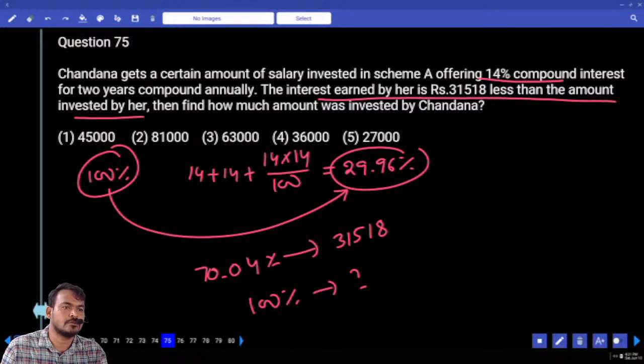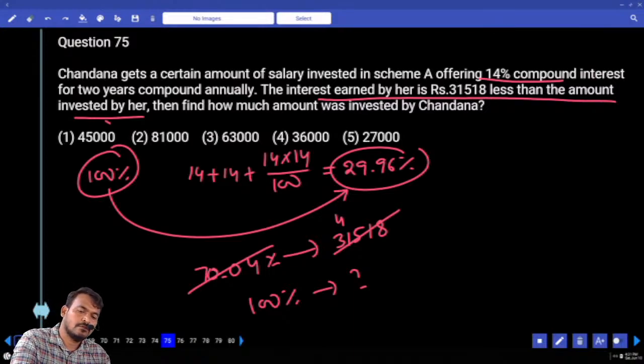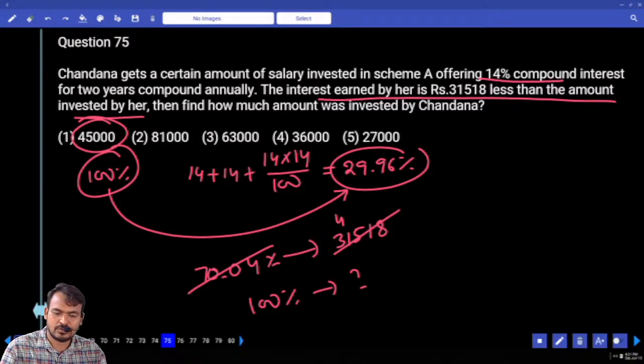Almost how many times? First of all, 4 times is possible. 4 or 5 times? 4 times. What is the 4 times value? It is more than 4 times but less than 5 times. What is the answer? 45,000. Calculation is not needed anymore. It should be more than 4 times but less than 5 times, means it must be more than 40,000 but less than 50,000. How many options? Only one.